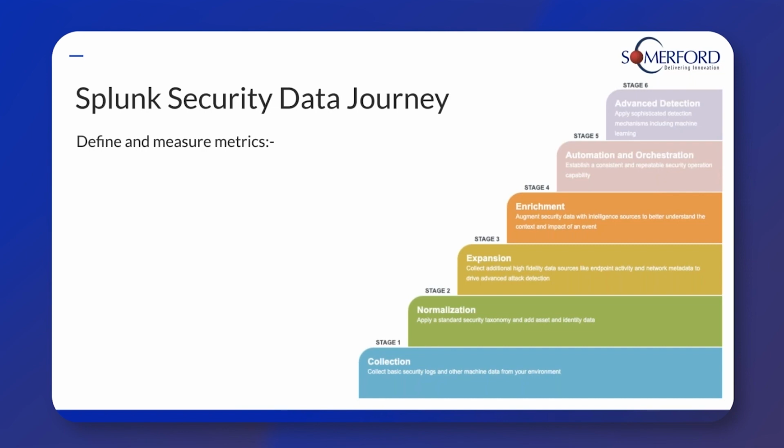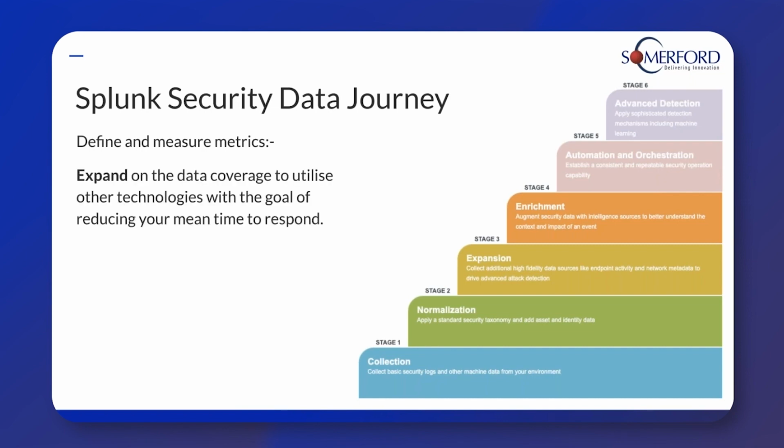So we've got metrics, we define them. How can we expand the data coverage to utilize other technologies with the goal of reducing your mean time to respond? If you bring in endpoint data, you may get more alerts, absolutely. But what it actually means is you're responding to the threat and the malicious actor much quicker, because you might be seeing events that are occurring much earlier. So the idea is you're responding to a threat a lot earlier by having additional data sources in there.